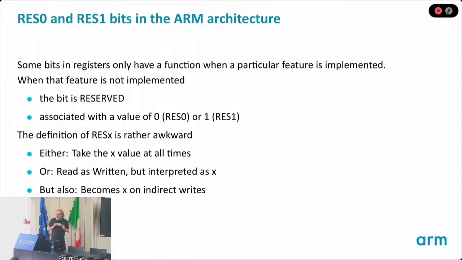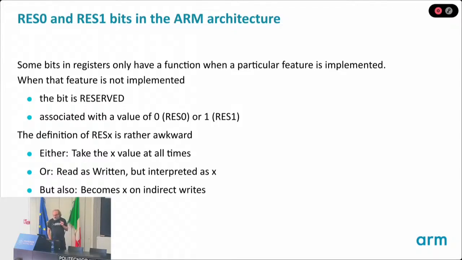So what are these reserved values? ARM has RES0 and RES1 as basic definitions. What it means is that this bit is reserved, and it either has a value 0 or a value 1. It's a bit. Yeah, so far, so good. But the definition of RESx is a bit complicated. So either the value is x at all times, which means that the bit is not stateful. It always has that value. You can write anything you want to it, and it will always have the value that has been specified.